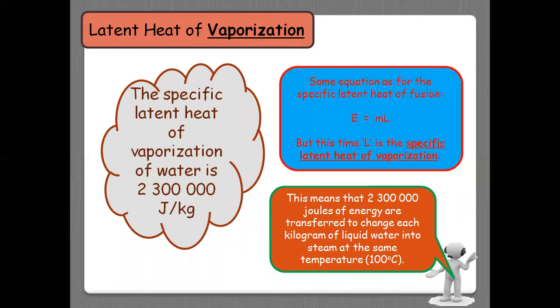Now, we will use the same equation as before, which is E equals ml. But to distinguish between latent heat of vaporization and latent heat of fusion, we can say that E will be equal to m times Lv. Lv is the latent heat of vaporization.